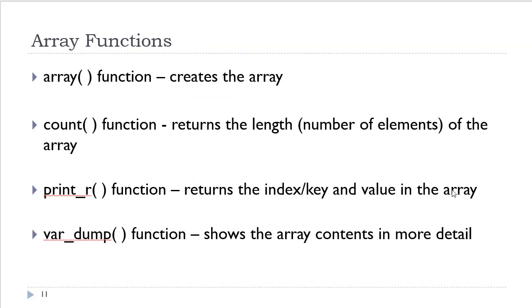There are many functions that pertain specifically to arrays. We have already looked at the array function, which creates the array. We also have a count function, and that returns the number of elements in the array. When we talk about the number of elements, it is technically referred to as the length, similar to the length of a string. The print_r function, which we have already seen, returns the key or index paired with the value of that array. The var_dump function shows the above, but also adds a little bit more detail.